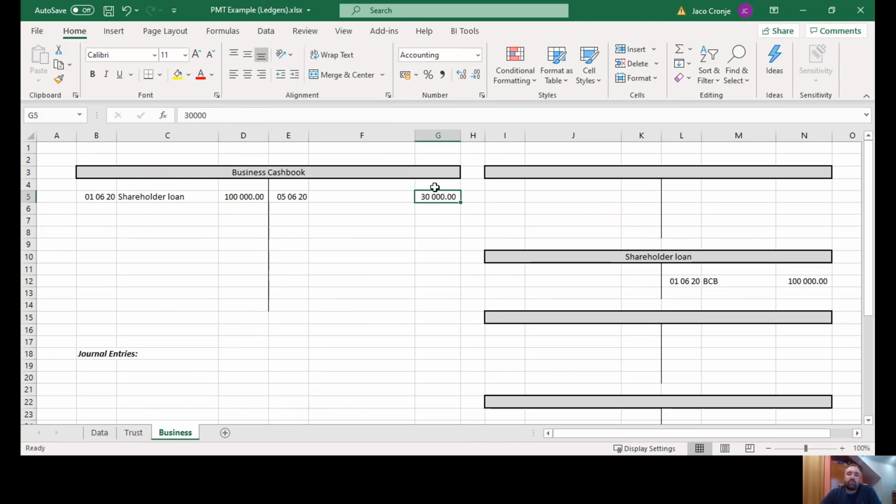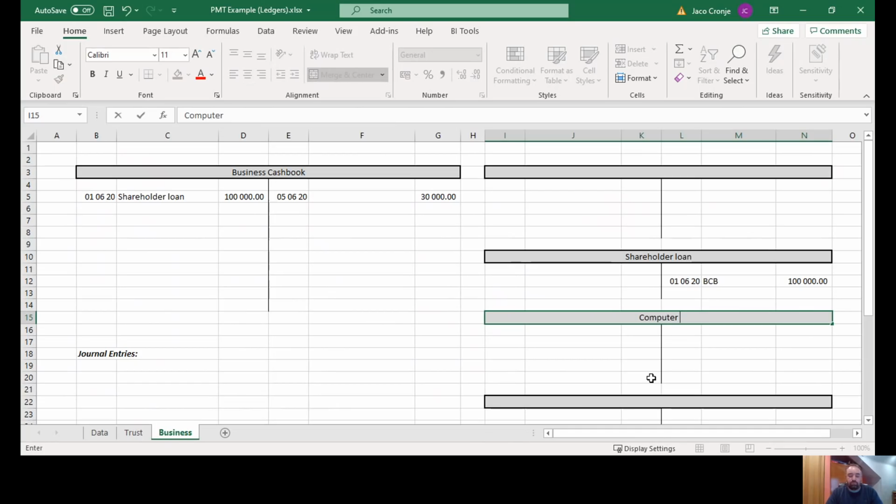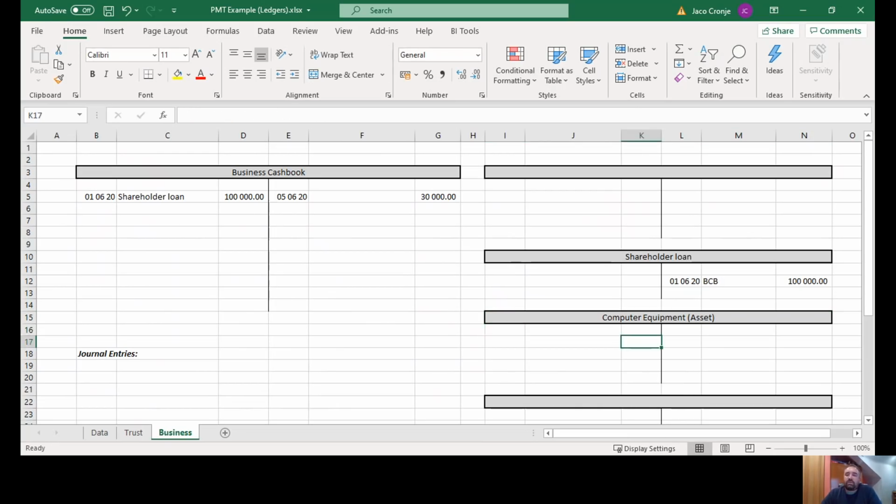So now we know we have a credit, so we need to have another T account with a debit. What did I do with those funds? The answer is I purchased a PC. So we're going to say computer equipment. And how will I classify this computer equipment? Will I be able to use this for longer than a year? Will I receive future value from this PC? And the answer is yes. So computer equipment will be an asset.